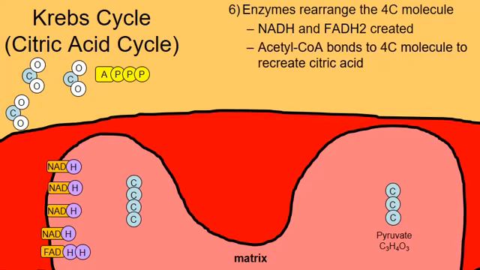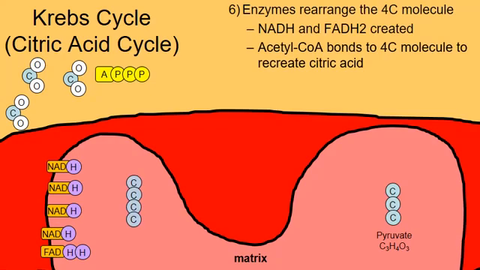Well, what happens with this 4-carbon molecule that's just been rearranged? Notice how it's flashing now. That's because this is the same flashing 4-carbon molecule we saw earlier. Remember, the Krebs cycle is a cycle. So I wanted to do something for you to realize when the Krebs cycle was beginning its next turn.